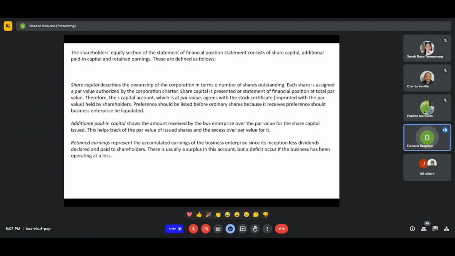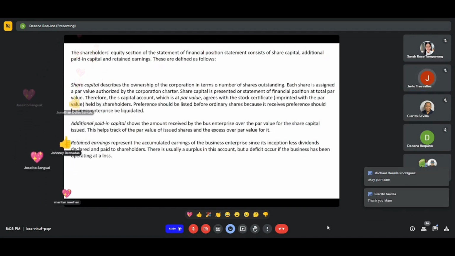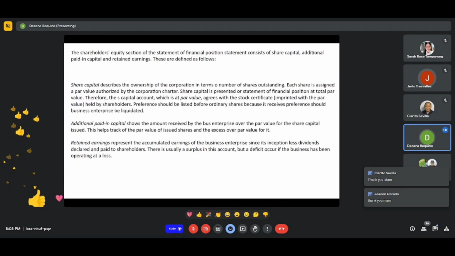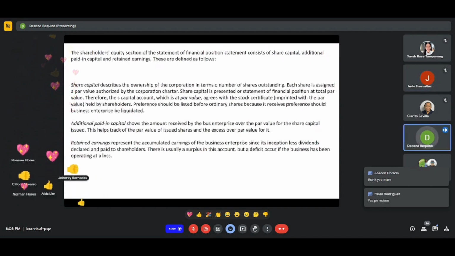I-upload ko na lang tong dalawang PowerPoint dun sa Google Classroom para masundan nyo yung mga formula. Sige po, salamat po. Yung sa personal finance, tapusin nyo ha. Yes, Prof. Kasi yun na lang yung ko.